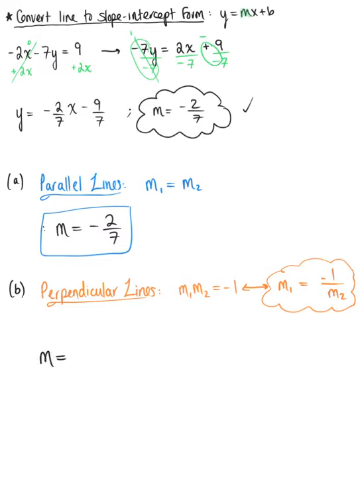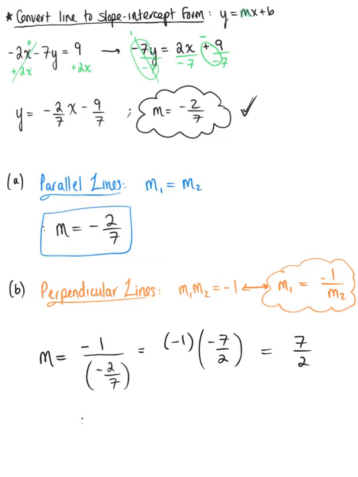We have the slope of a line perpendicular to our given line will be defined as negative 1 all over minus 2/7. And we know that fractions in the denominator flip, where we multiply by the reciprocal. So we have negative 1 times negative 7 halves. And a negative times a negative produces a positive value. Woohoo! So therefore, the slope of a line that is perpendicular to our given line is defined as 7 halves.